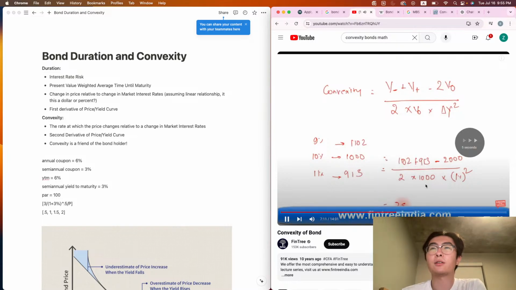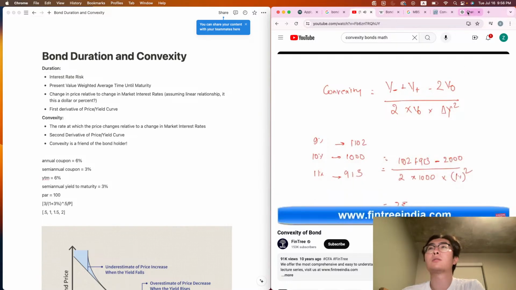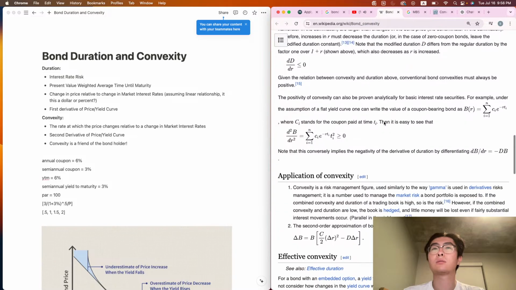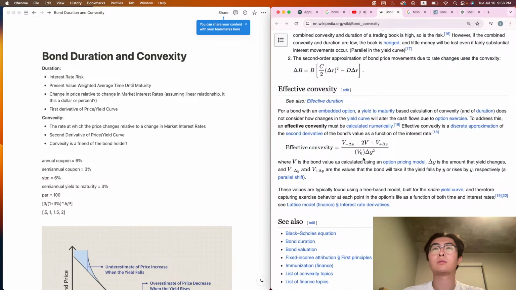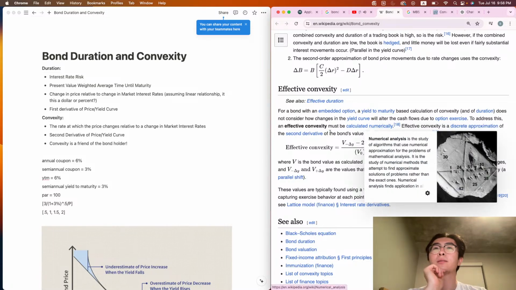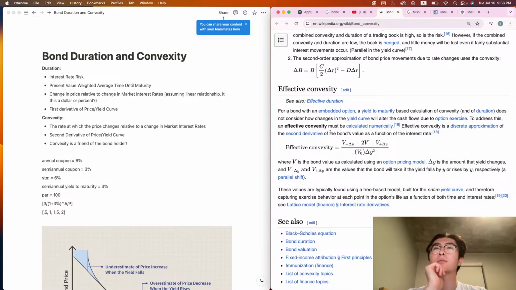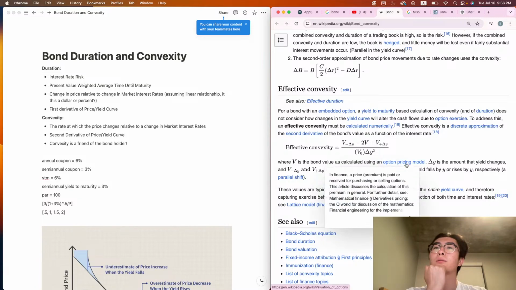So the convexity here is 75. Now again, it might look a bit counterintuitive. Imagine a scenario where this was not curved, where it was a straight line. Had this been a straight line, if at 10% the bond is 1000, at 9% it should be 1100, and at 11% it should be 900. So it's a perfectly linear relationship, 100 for 1%.